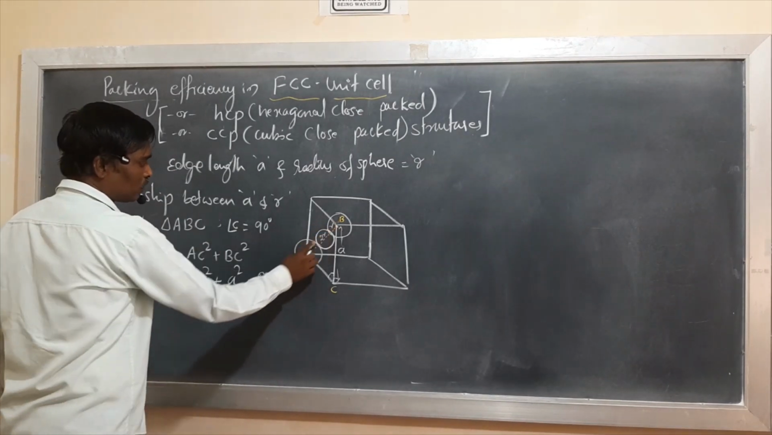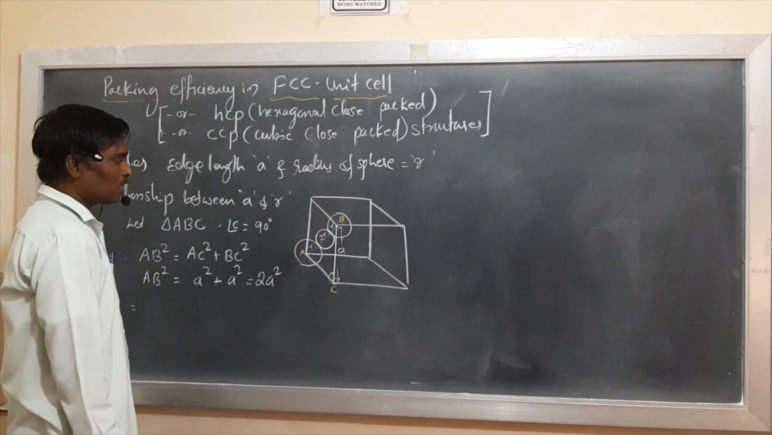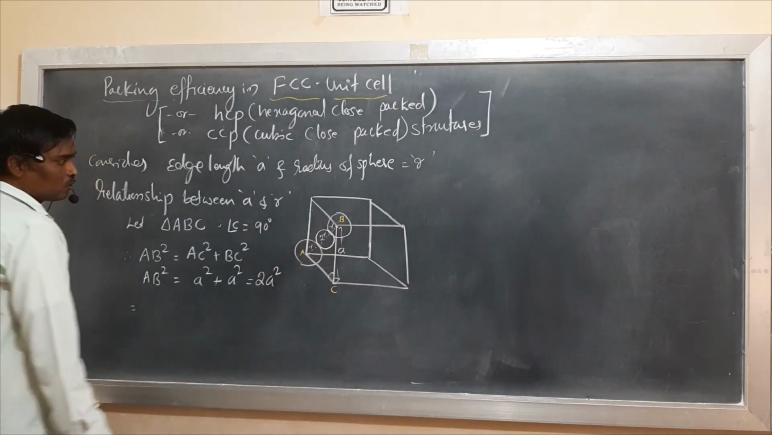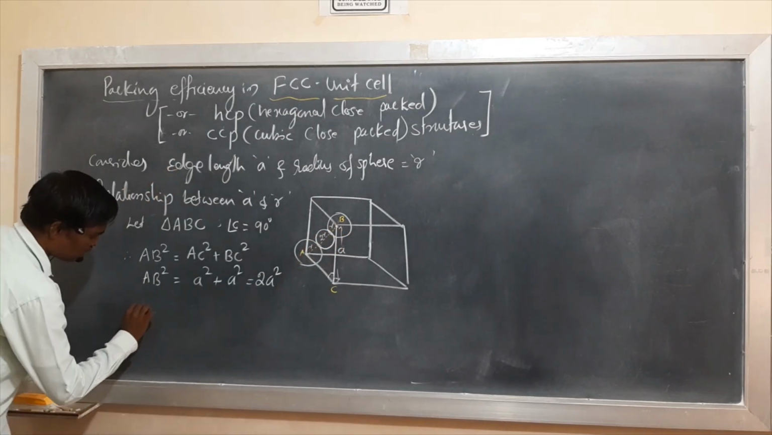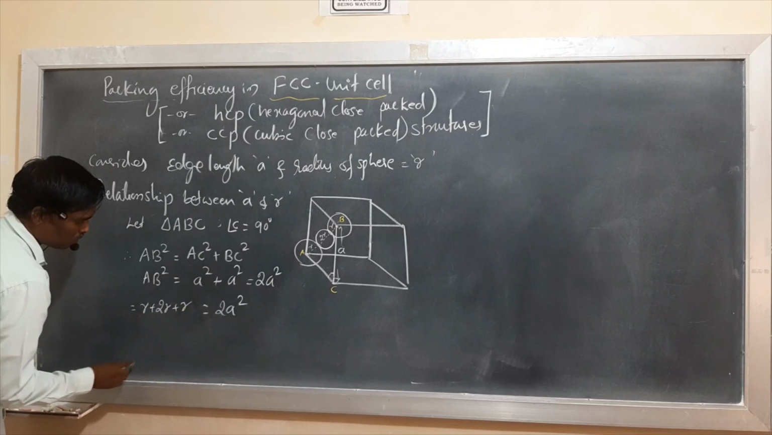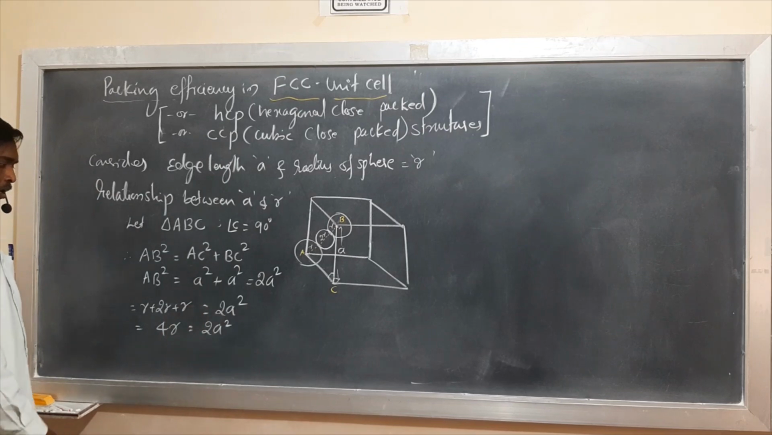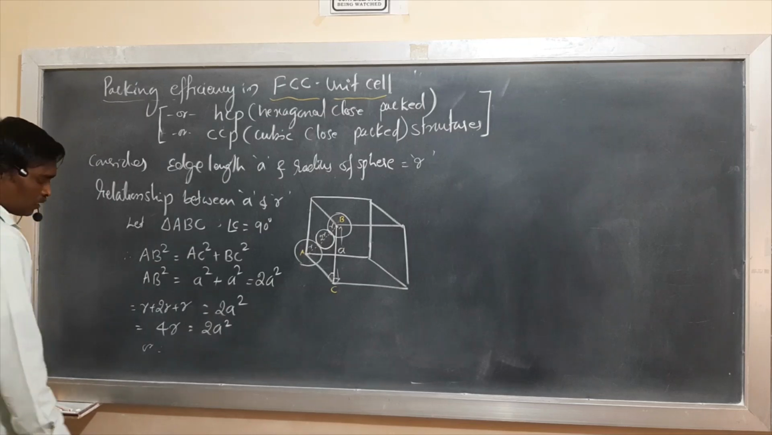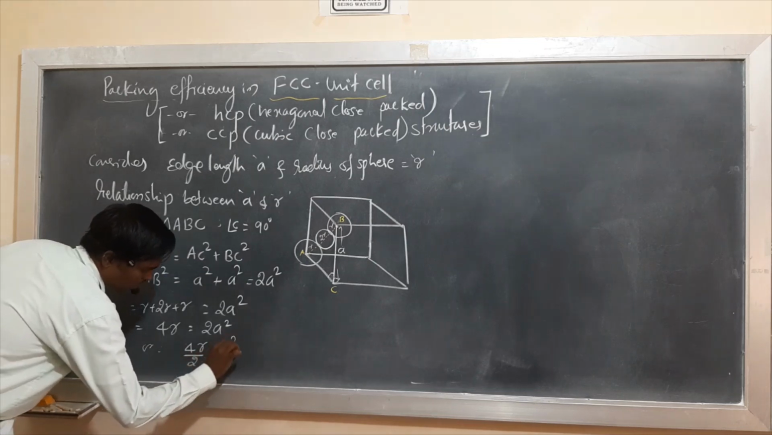The length of this face diagonal is the sum of the radii of these three spheres. So this length is R plus 2R plus R, that is equal to 2A square. So R plus 2R plus R is equal to 4R. 4R is equal to 2A square, or we can write 4R by 2 is equal to A square.